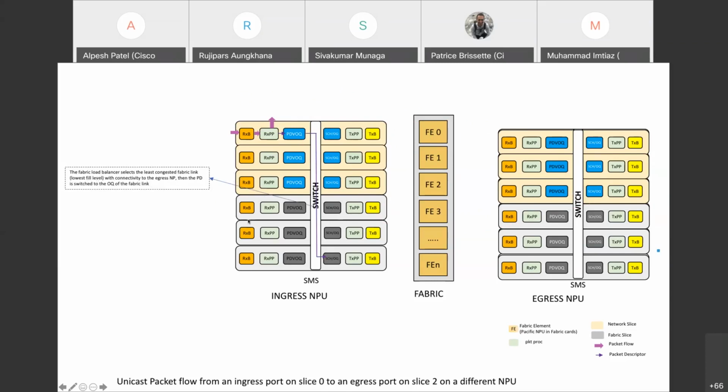This is where your fabric load balancer comes into the picture and selects the least congested fabric link, which provides the connectivity to the egress NPU. Then it sends the packet across the fabric, goes to the particular FE, depending upon which fabric we are using. It goes to the egress NPU RX buffer. From the RX buffer, it goes to the RxPP, and then goes out on the wire. So, regular packet flow.